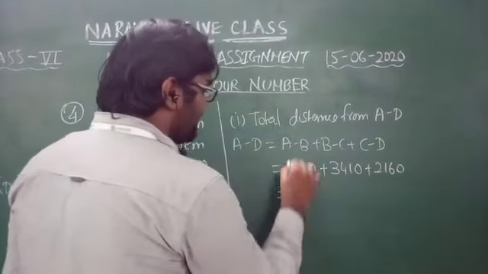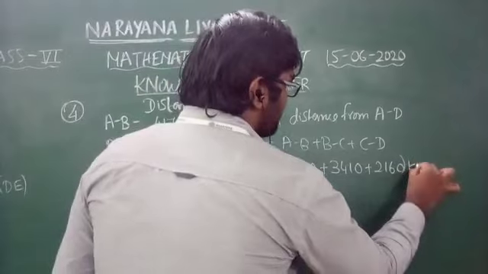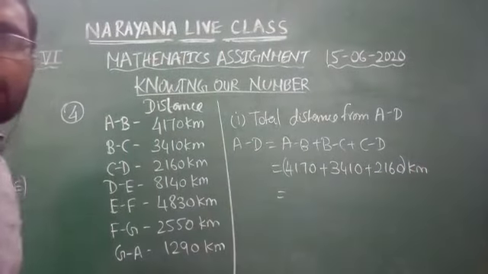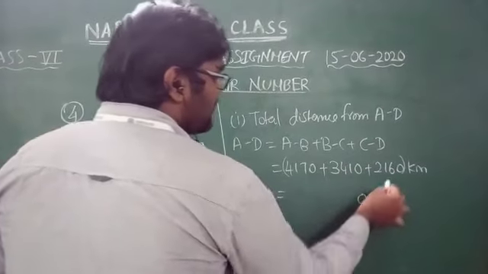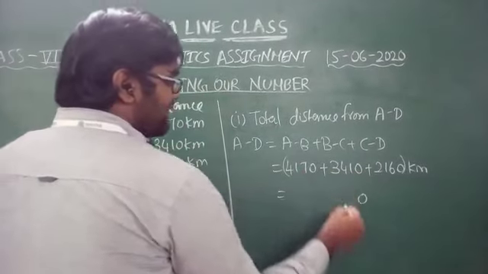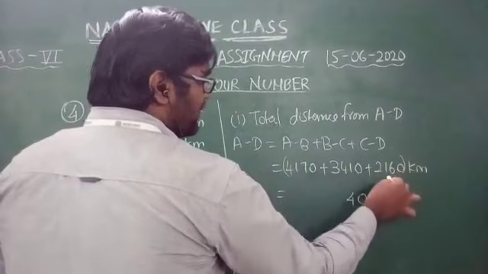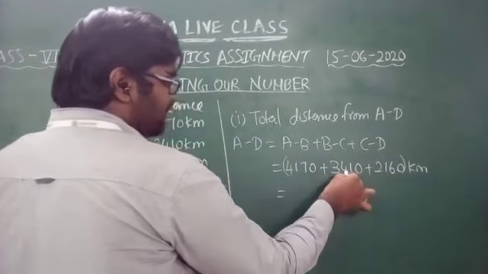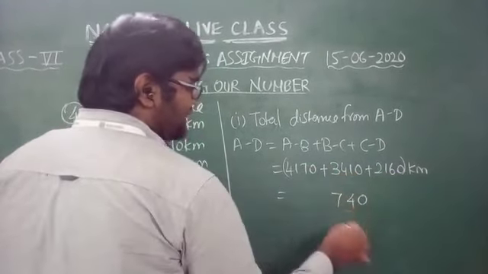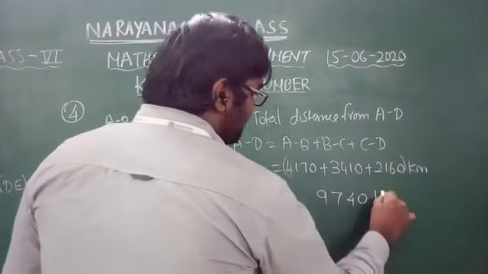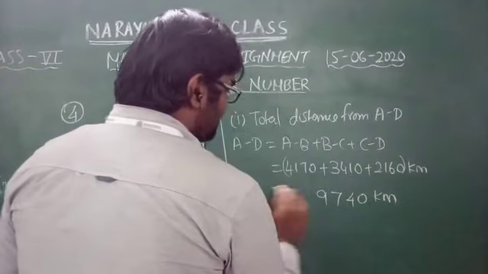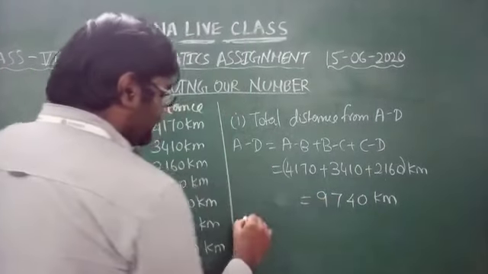So now we have to add all the three. If we add all the three, what you will get? See, from the unit digit I am adding 0, 0, 0, 0. 6 plus 1, 7. 7 plus 7, 14, carry over 1. 1 plus 1, 2. 2 plus 4, 6. 6 plus 1, 7. Next 2 plus 3, 5. 5 plus 4, 9. 9740 kilometers. This is the distance from A to D.